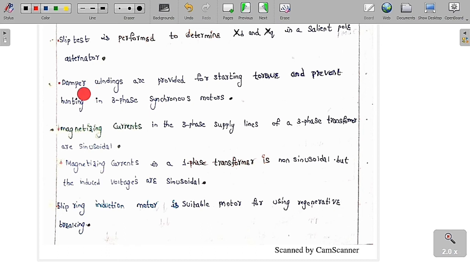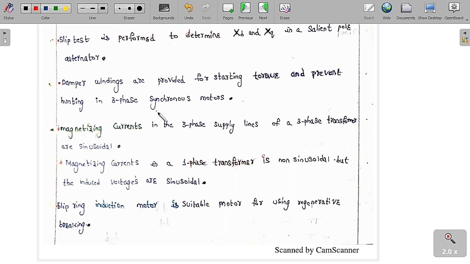axis reactance. Damper windings are provided for starting torque and preventing hunting in a three-phase synchronous motor. I have already told you the basic function of damper windings in a synchronous motor is to provide the starting torque and also to prevent the hunting. These things I have already told you.